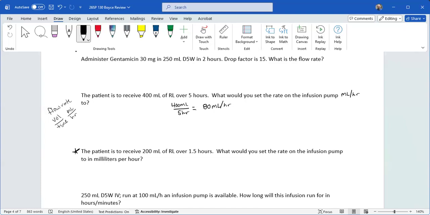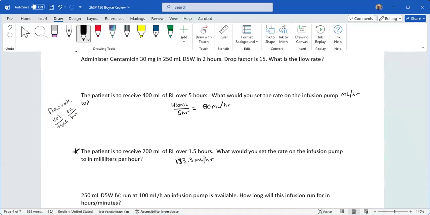I got 133.3. Good. Yeah. And you did that right. You rounded to the nearest tenth. Okay. But yeah, you should get 133.3. I don't think you're going to get an answer like that on your actual test, but it's good practice for rounding to the nearest tenth.